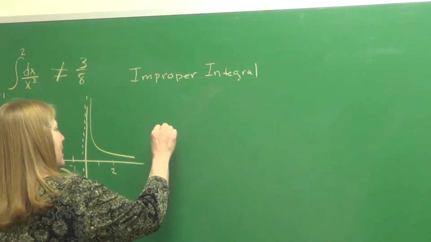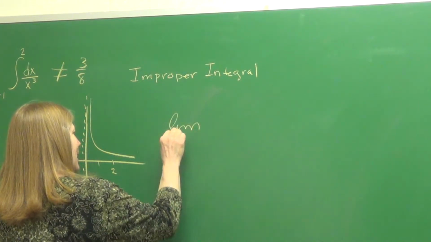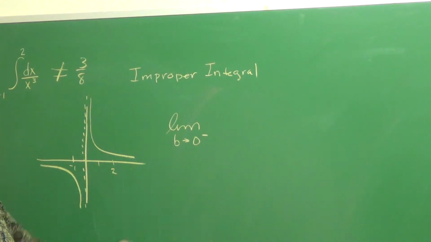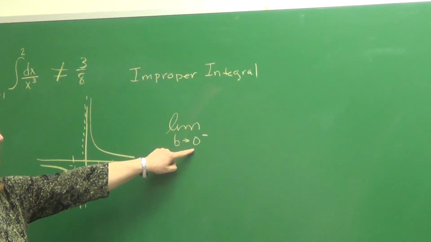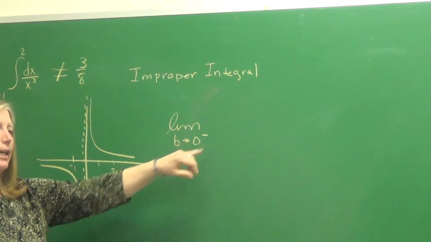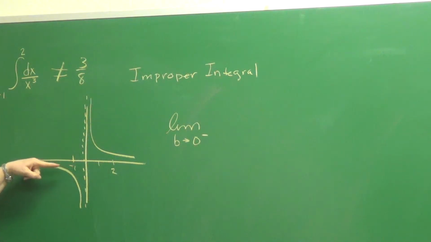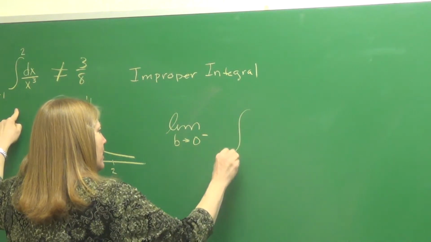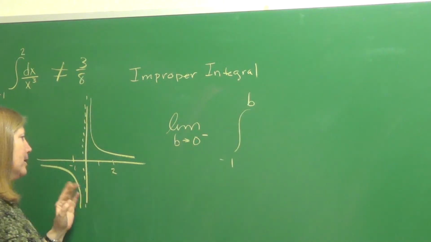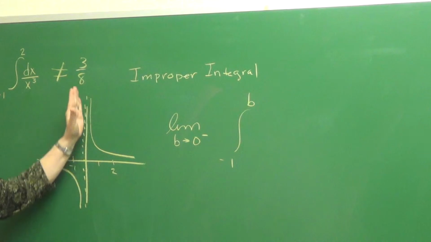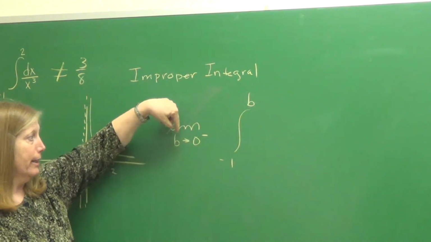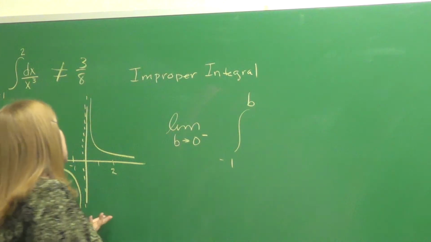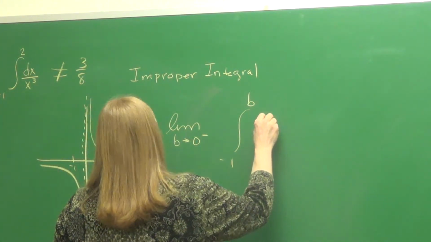So limit as b, we'll say, approaches 0 from the left. Remember the notation? When 0 is approached from the left, it's the little negative sign. So I'm on this side over here. I'm okay with the -1, but I'm going to put a b here because we never quite get to this asymptote. So I'm going to take the limit as we approach that asymptote. That makes sense? Hopefully.